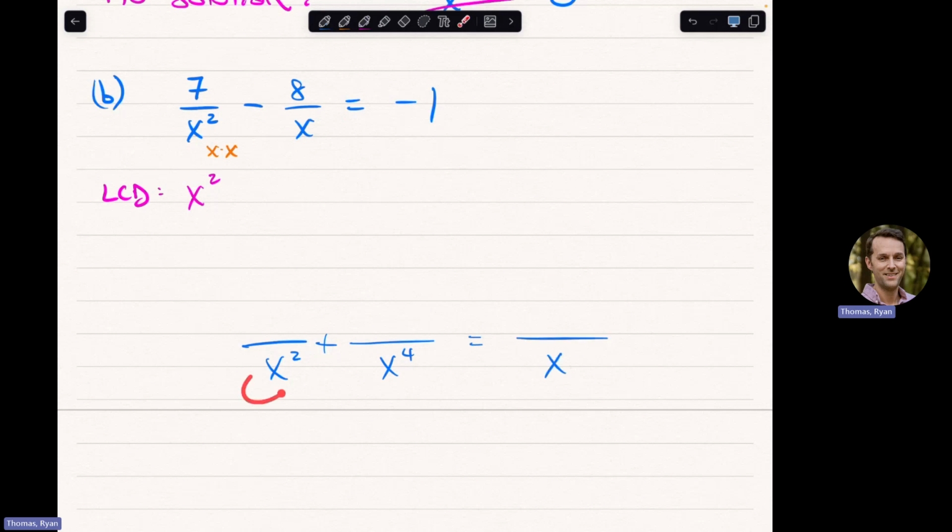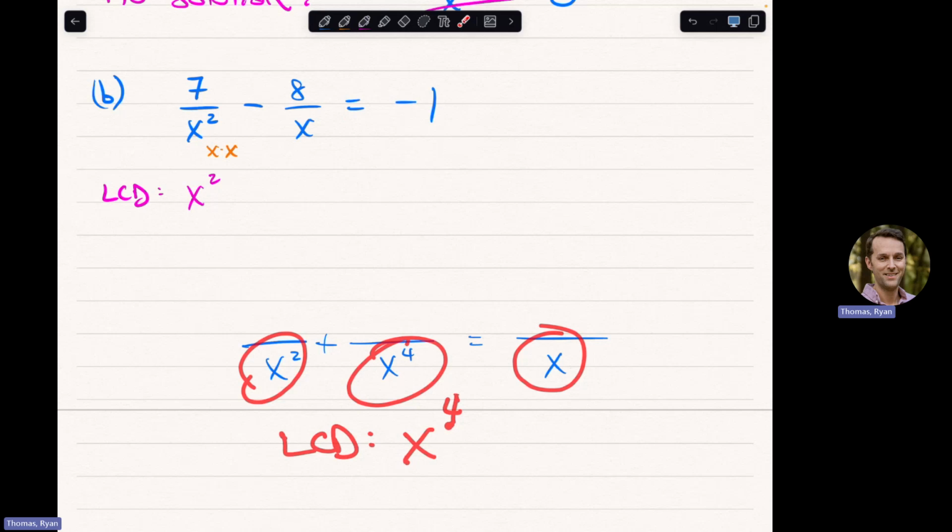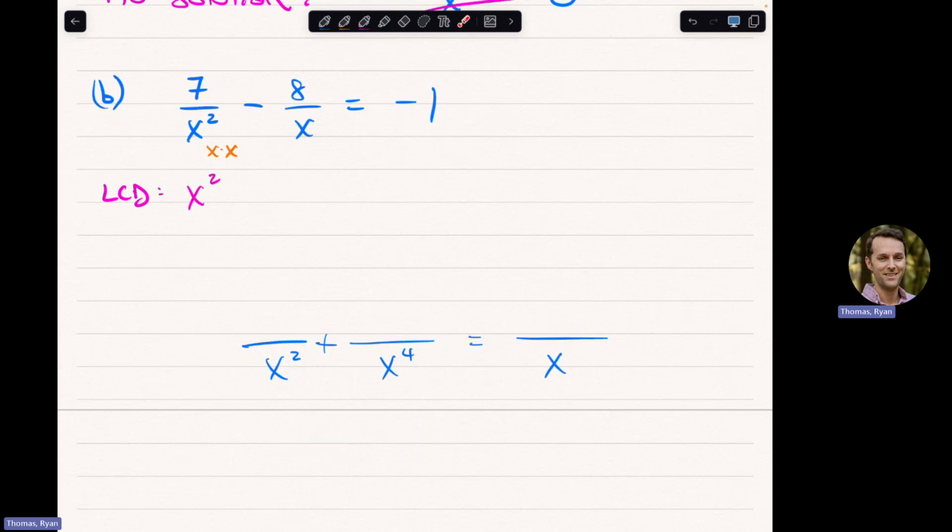If our denominators were x squared, x to the fourth, and x, what's the LCD then? X to the fourth. I have to go with the highest power because I have to add more stuff in, right? I have to build up. I can't take away. So if this has 4 copies of x, I can put 2 more in here. I can put 3 more in here, but I can't take away from what's already there.